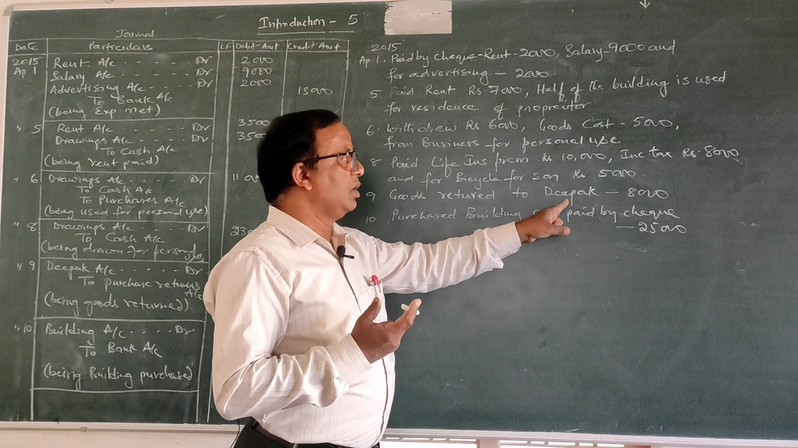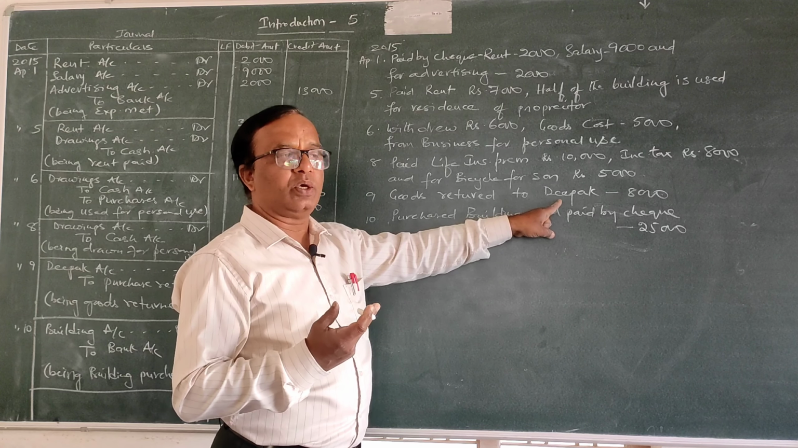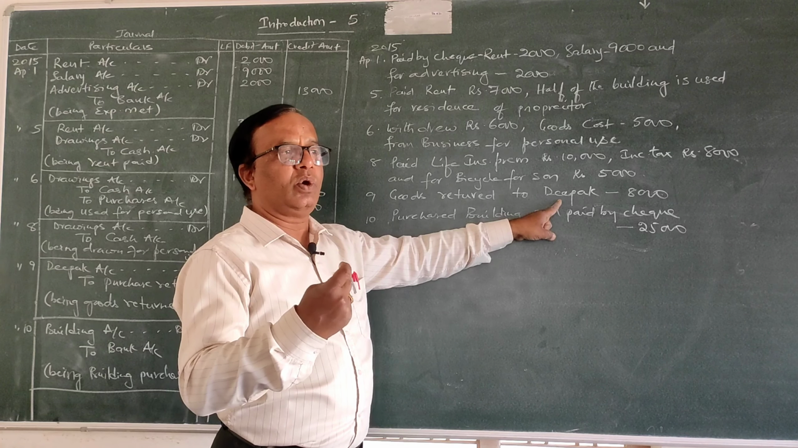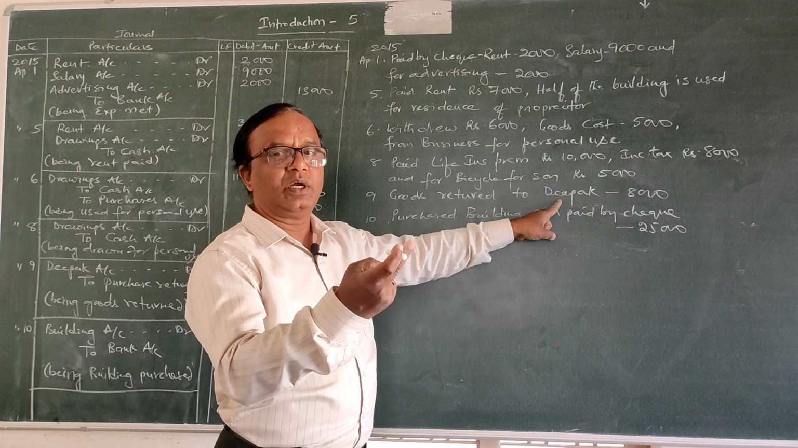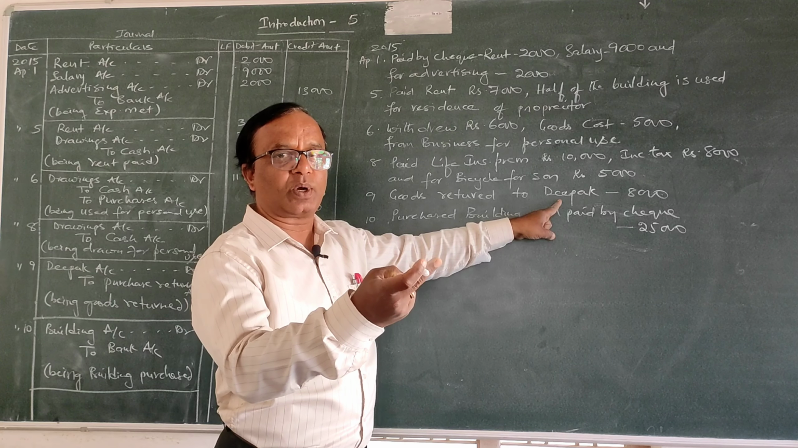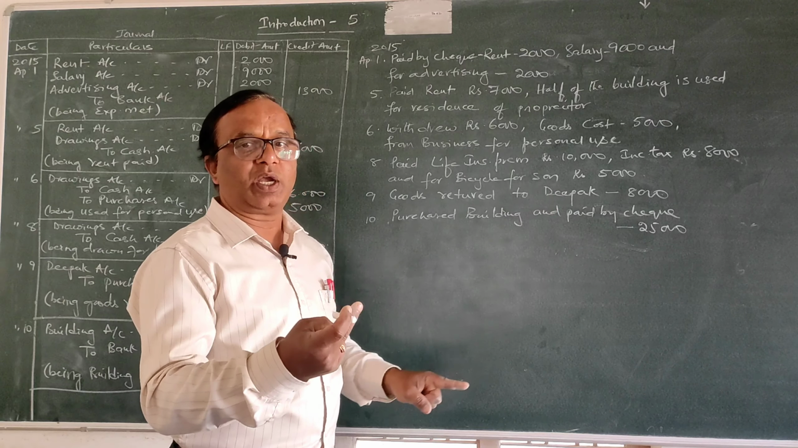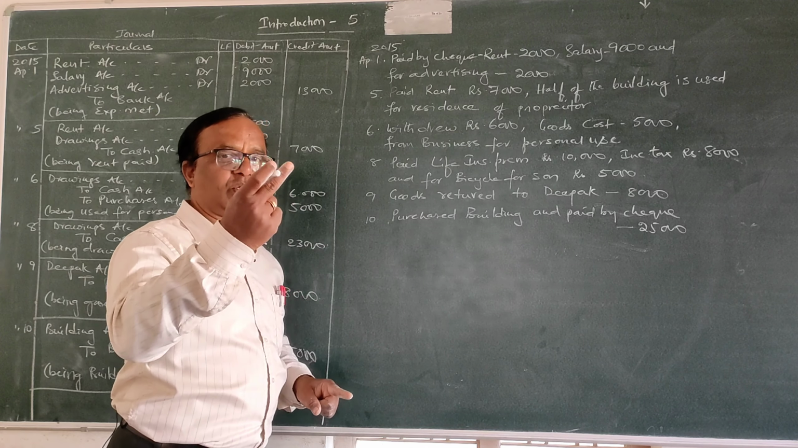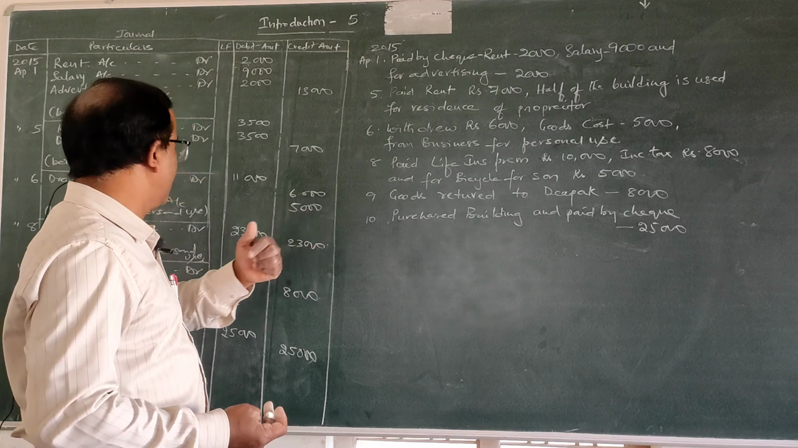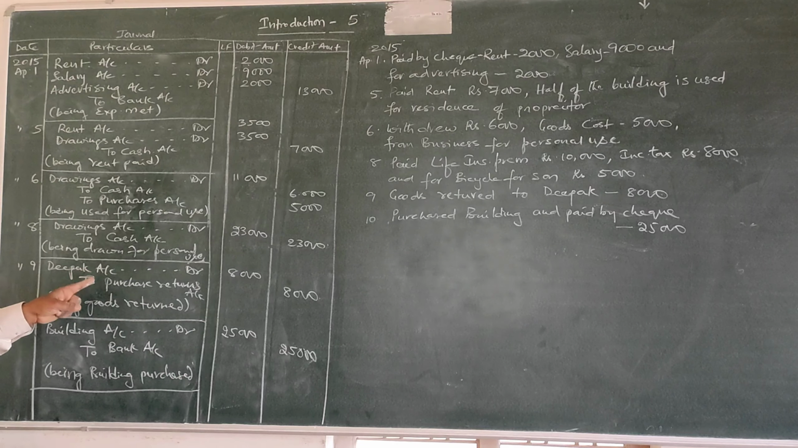Another one, to whom you have returned: Deepak. Observe here in this transaction, when you are returning goods, Deepak is receiving. Deepak being a personal account, debit the receiver. Purchase returns you should credit, because when you purchase, you debit the purchase account. Here, purchase returns you will credit. So our entry will be Deepak account debit to purchase returns account. That will be the entry.